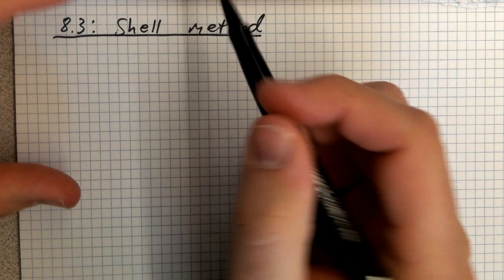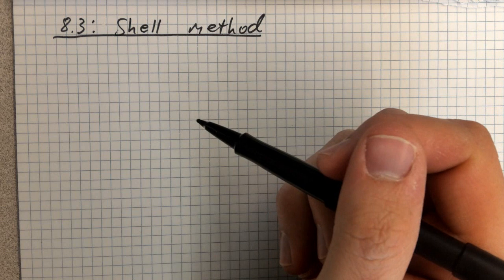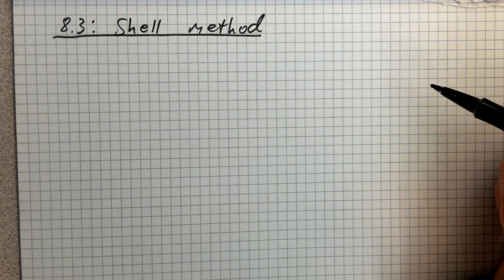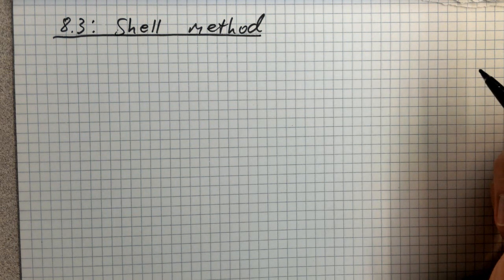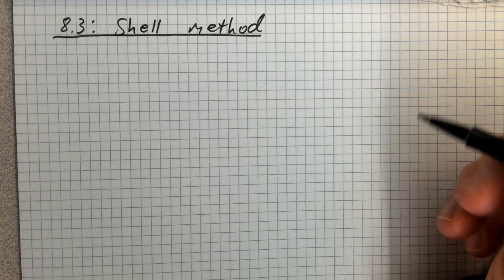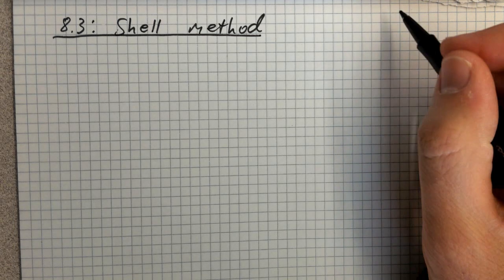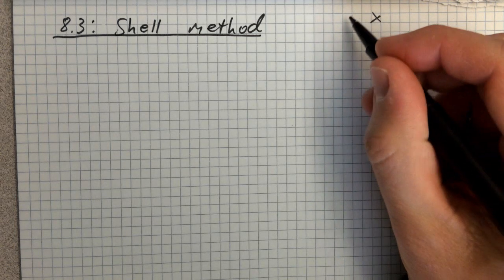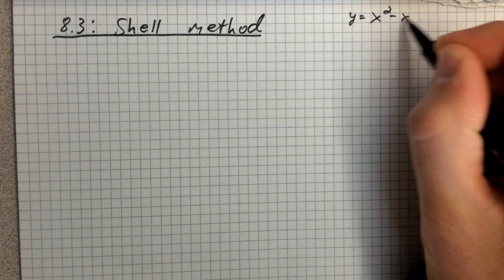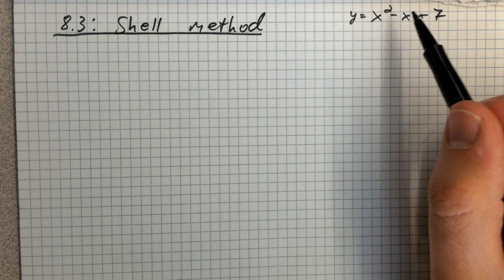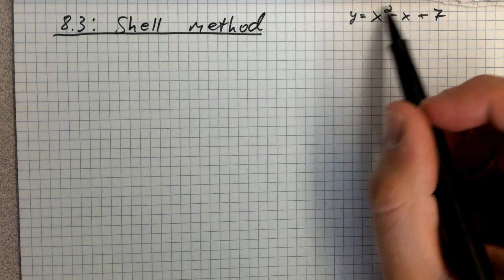And it shows up in a situation where, kind of like the warm-up problem we did prior to this lesson, there's an area that you're revolving around an axis, and it is in terms of x or y and can't be changed into the other form. So, for instance, if I had y equals x squared minus x plus 7, and I wanted that to be written in terms of y, in other words, I wanted to get x by itself, that would be impossible to do.